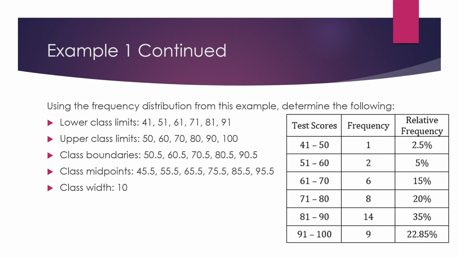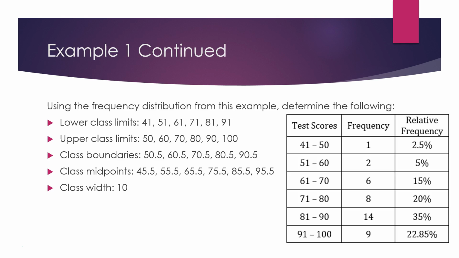The lower class limits are the lower numbers that appear in the classes. In this case, it's going to be 41, 51, 61, all the way up to 91. So all 6 of those numbers are the lower class limits. If there were 10 classes, then there would be 10 class limits. The upper class limits are the upper numbers in all of the classes. That's going to be these 6 numbers that fall in the higher end of each class. So 50, 60, 70, all the way up to 100.